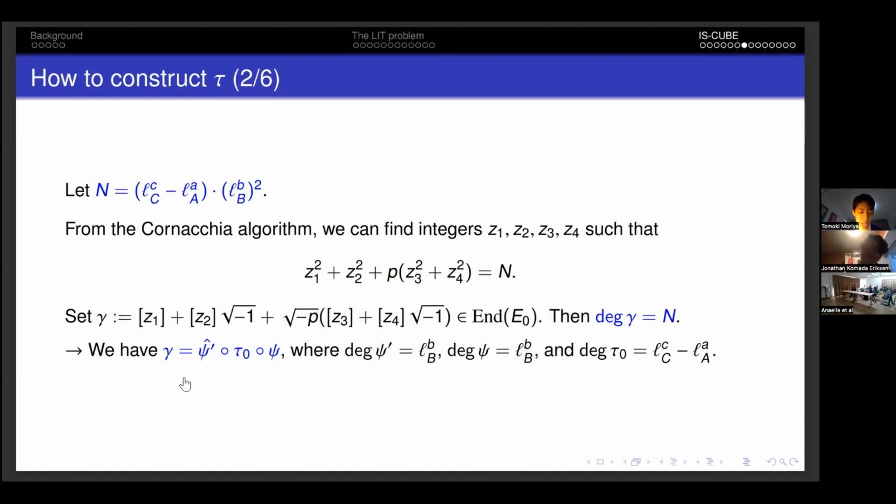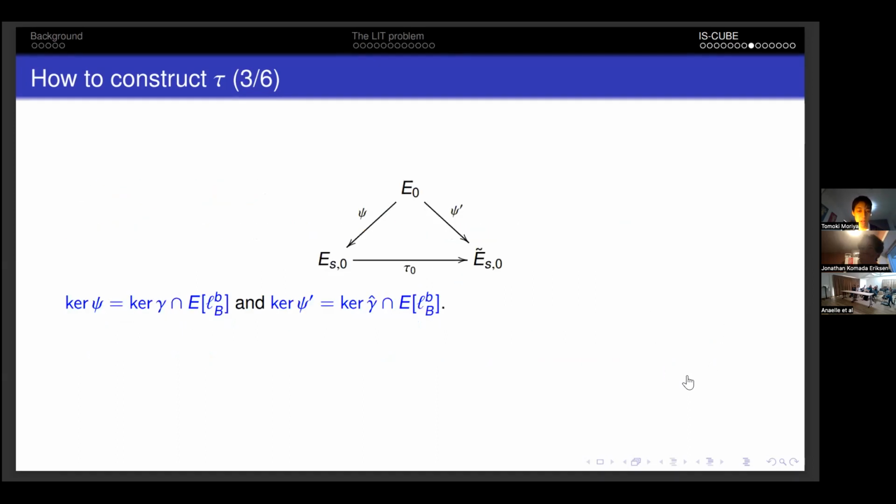So alpha can be decomposed into three isogenies: the dual of psi prime, tau 0, and psi. Here, the degrees of psi prime and psi are equal to L_B^B, and the degree of tau is equal to L_C^C minus L_A^A. By using the diagram, we can see that this triangle is related to gamma, and it decomposes into three isogenies: psi, psi prime and tau 0.